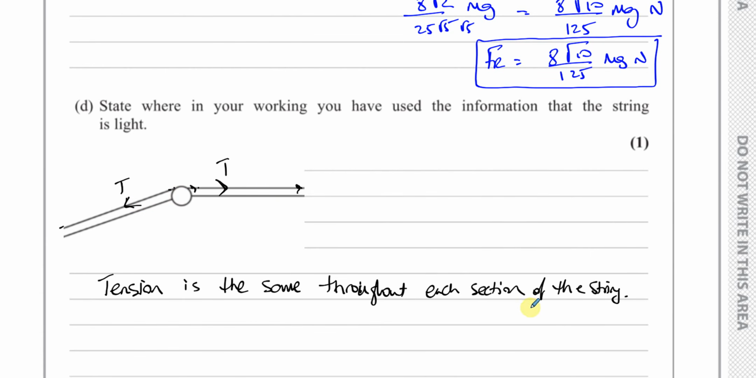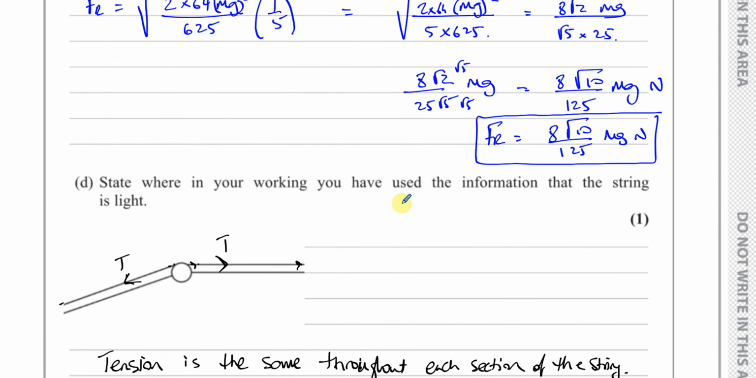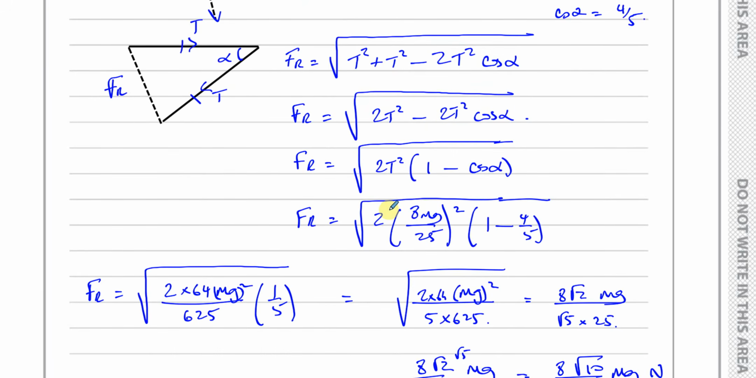Now in the examiner's report, the word section is very important. If you just say the tension is the same throughout the string, you don't get the mark. You have to say throughout each section of the string. So that's something important for you to mention in this answer. So there's the answer to part D of this question.